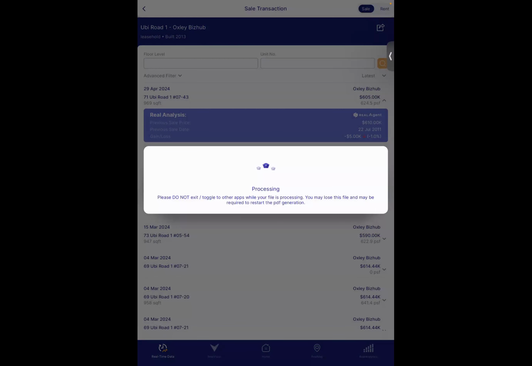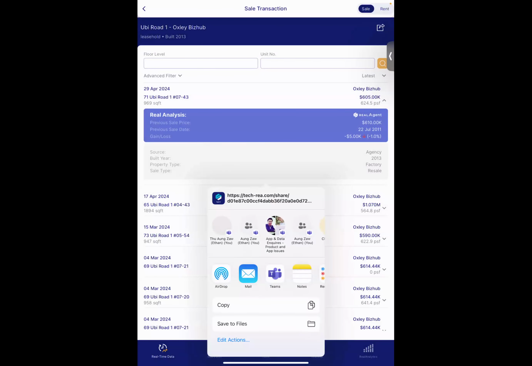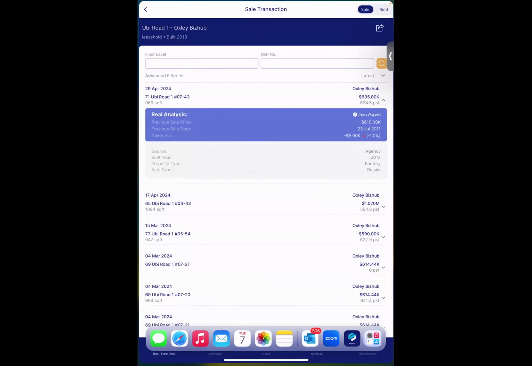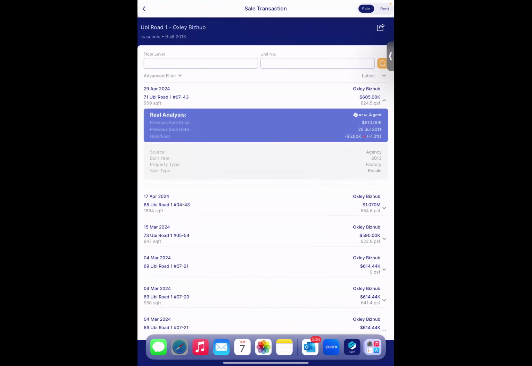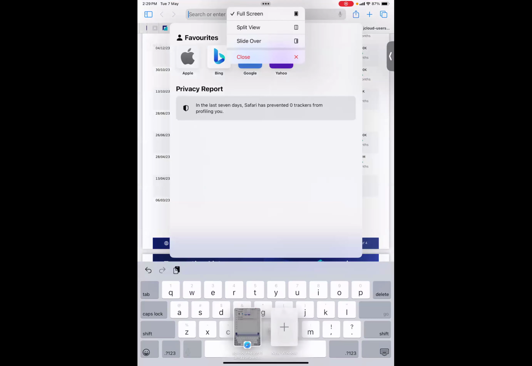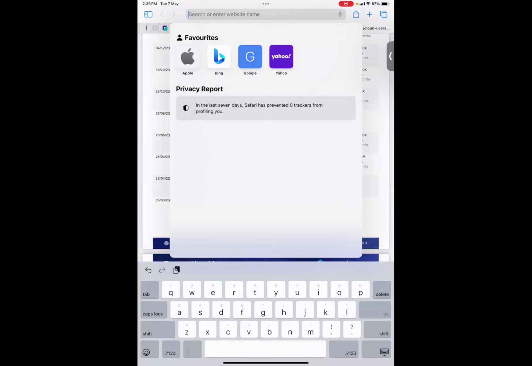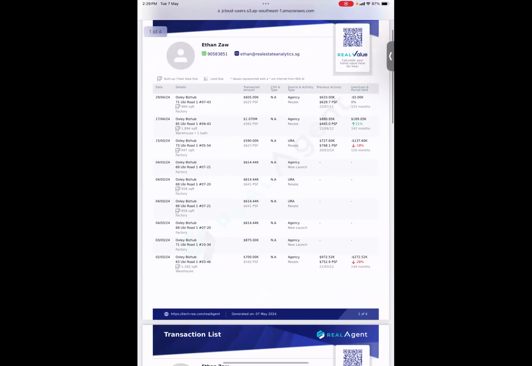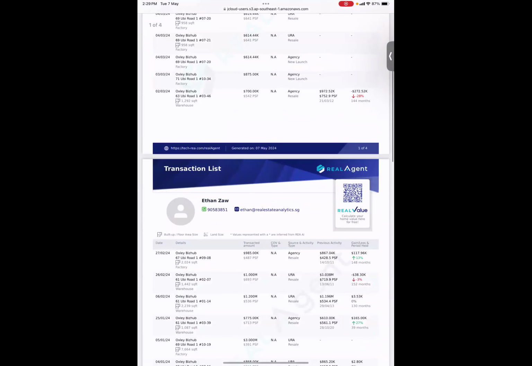Give it some time to process, and then it will be a link. You can immediately send it out to your clients, or you can copy the link and send it to your clients. This is how the link will look like. Of course, this one you can download as a PDF and then send it as a PDF report to your clients.